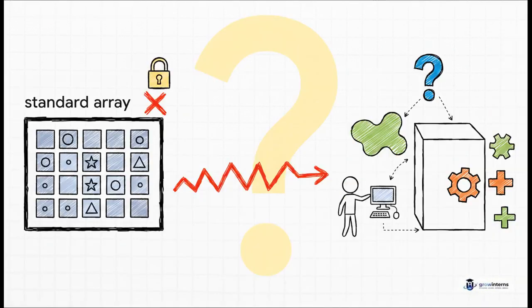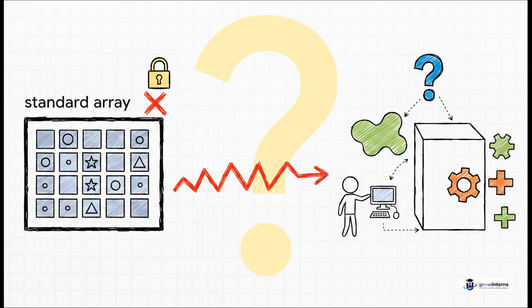So have you ever hit that wall? You know the one. You need an array, but you have absolutely no idea how big it needs to be until your program is actually running. Maybe the size depends on what a user types in. With standard arrays, you're just stuck. Their size is locked in when you compile the code, and you can't change it. It's like trying to build a box before you even know what you're going to put inside it.